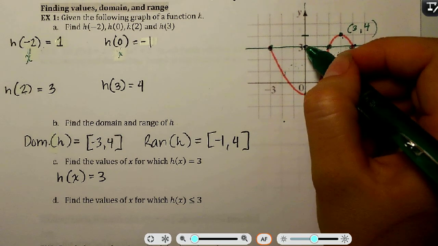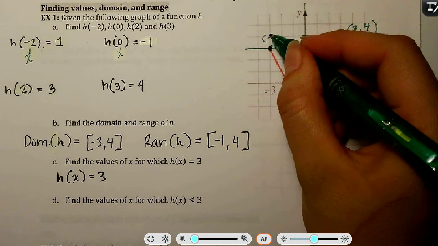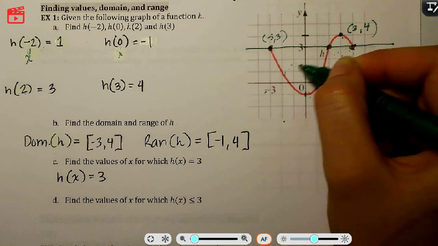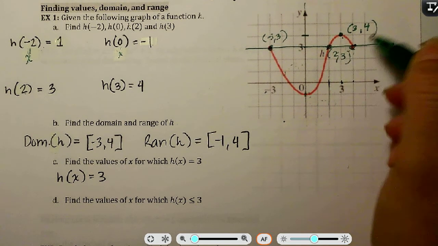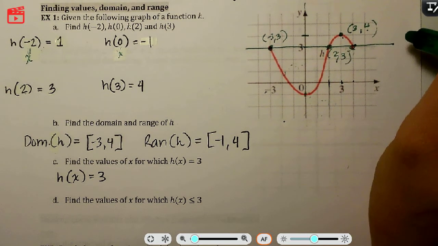And what are those 3 x values? Well, negative 3 is 1. The next one is, what is that, 2? 2, 3, and let me erase this because that's from a different problem.